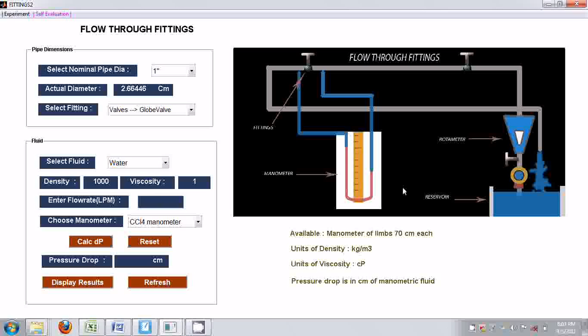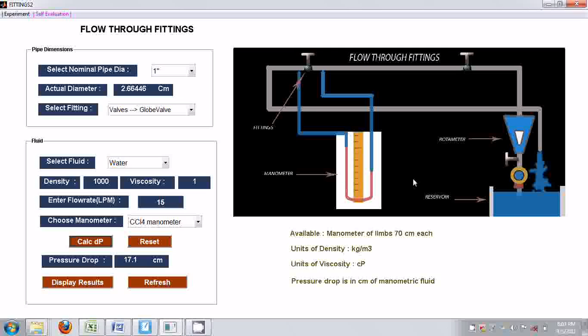And set a flow rate by opening this valve. Let's enter some flow rate, 15, and manometer, CCl4 manometer. Click the button, calculate dP. This is the pressure drop, 17.1 centimeters of manometric fluid, which means CCl4. This 17.1 is the difference between the heights of the manometric fluid in these two limbs.